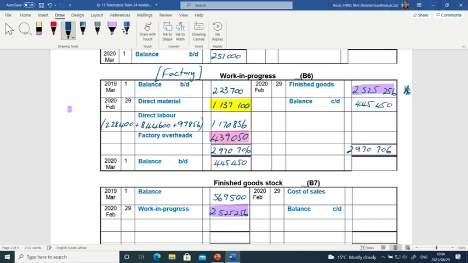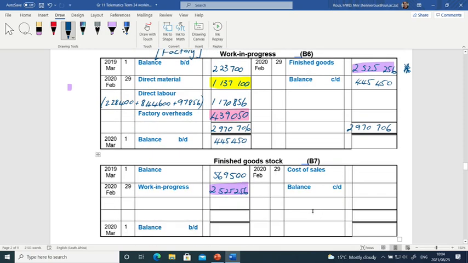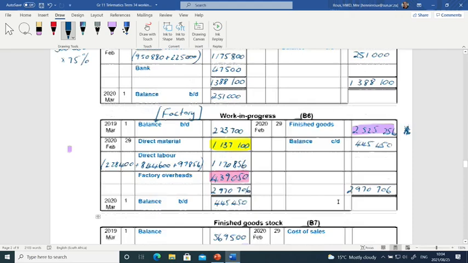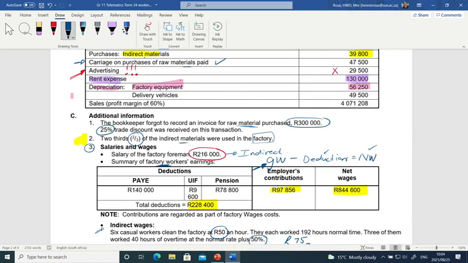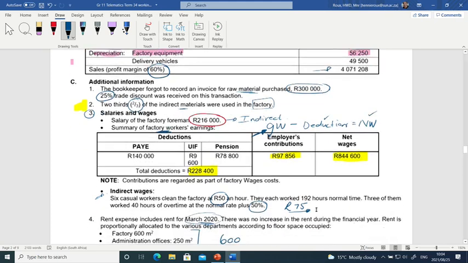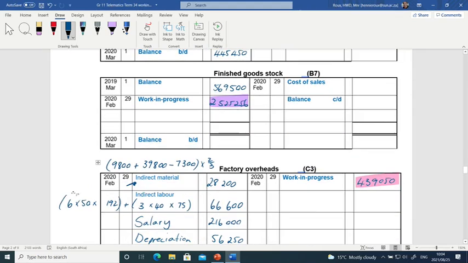2,525,256. And now I get stuck because in the finished goods stock account they didn't give me the closing balance, but they did give me sales, and they did give me the markup percentage. Markup percentage 60%. Just going to show you where I found that. In the information given, there right at the bottom, sales profit margin of 60%, and there's our sales. So we can calculate cost of sales. So then we don't need that closing balance of the finished goods.